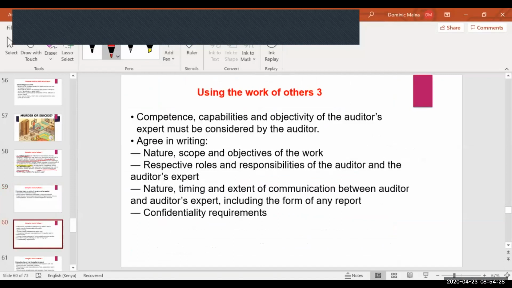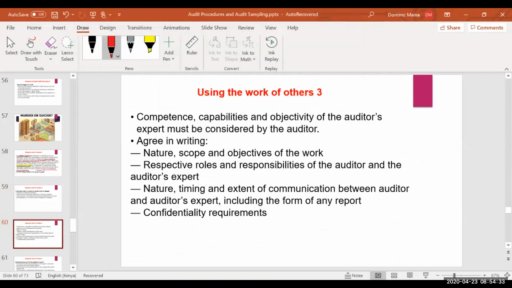Now the next question is: what do we consider when it comes to assessing the work of this expert? What are some of the factors that as an auditor you need to check for when using the work of this particular person? You definitely need to check on their competence. By their competence, you can check if they are qualified. For example, if this is a lawyer whose expertise, opinion or advice you want to use in gathering audit evidence, you have to assess whether they are qualified to work as a lawyer in that particular context.